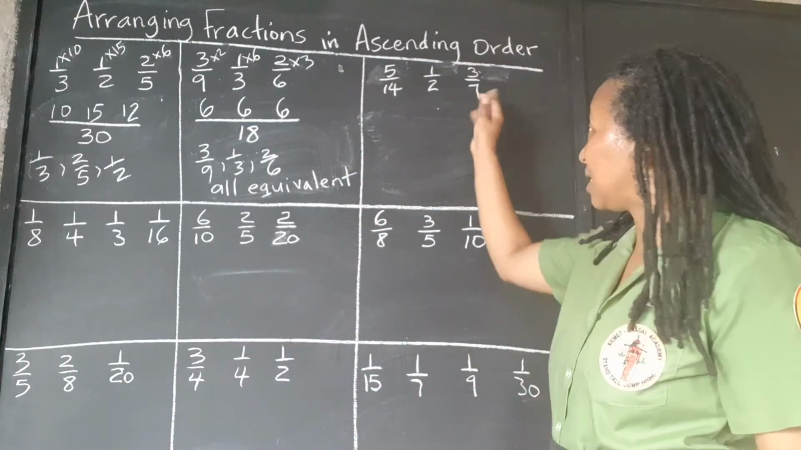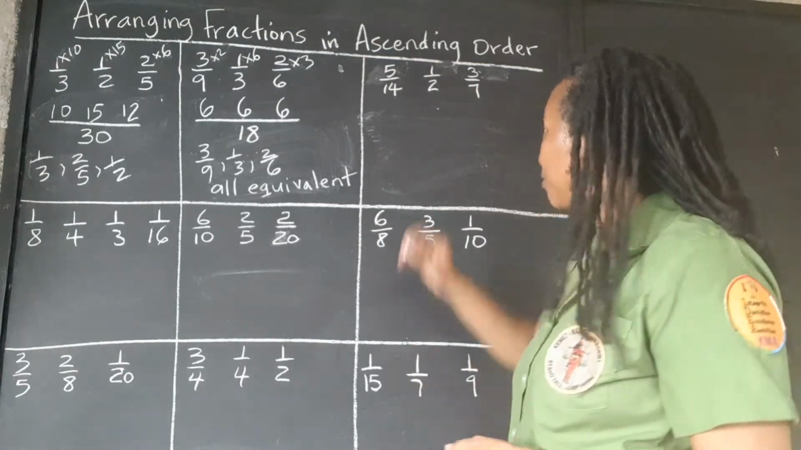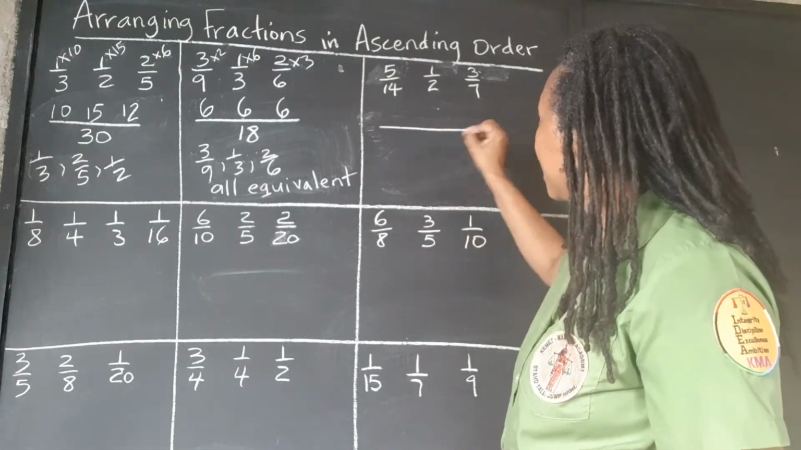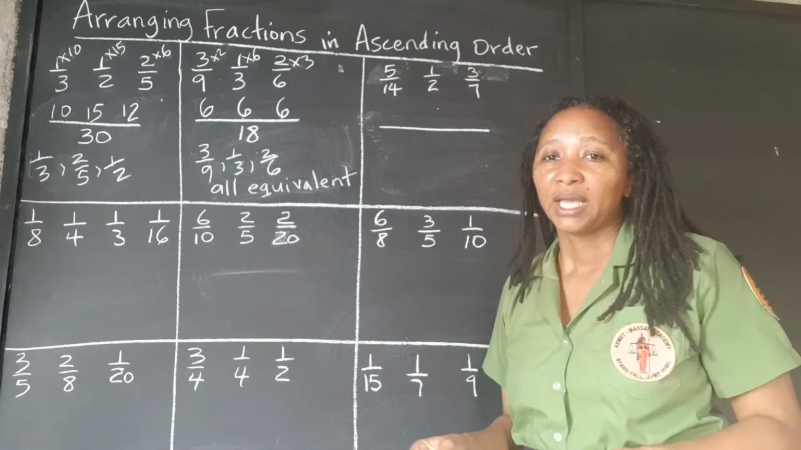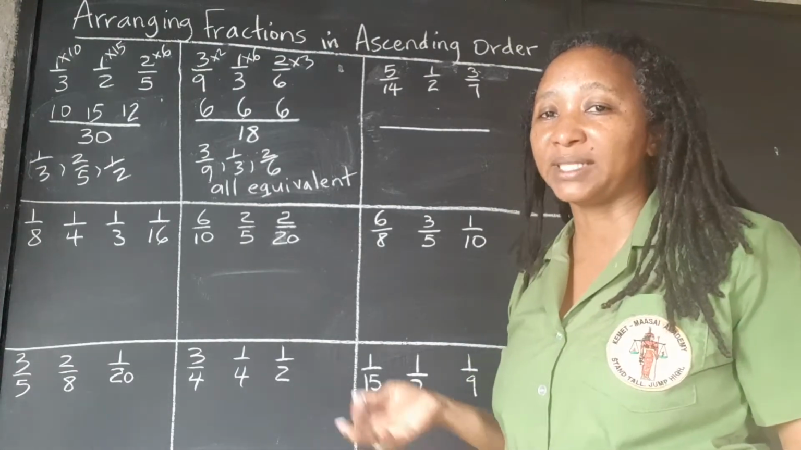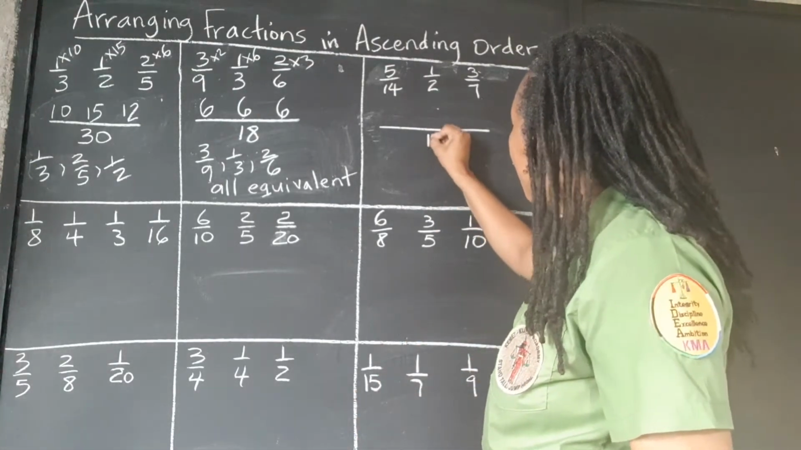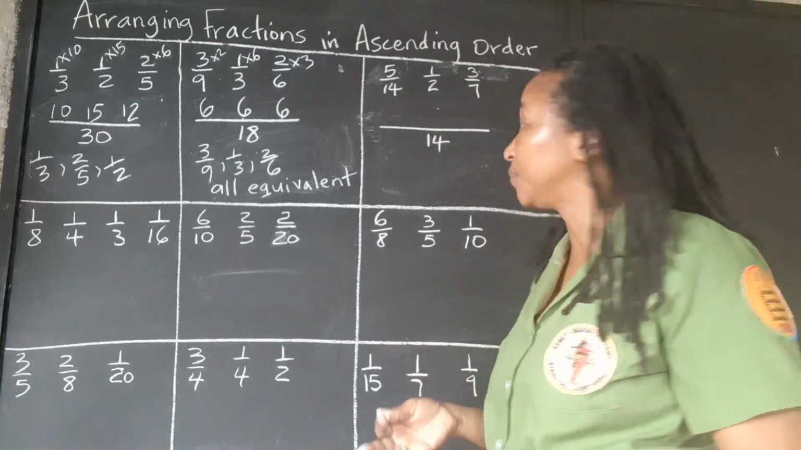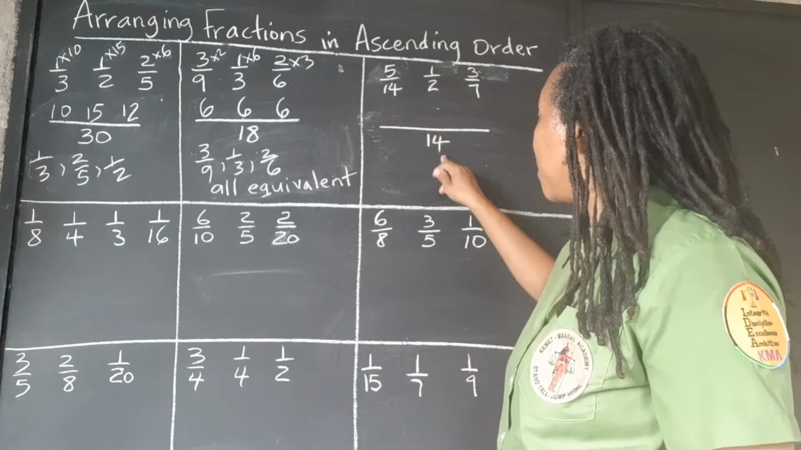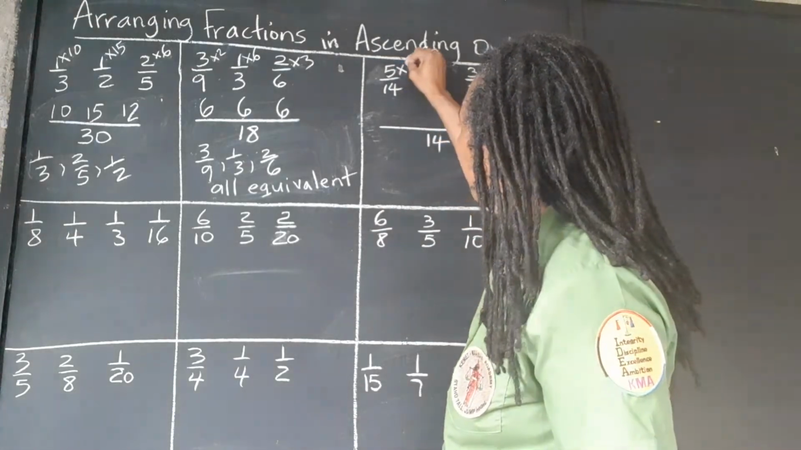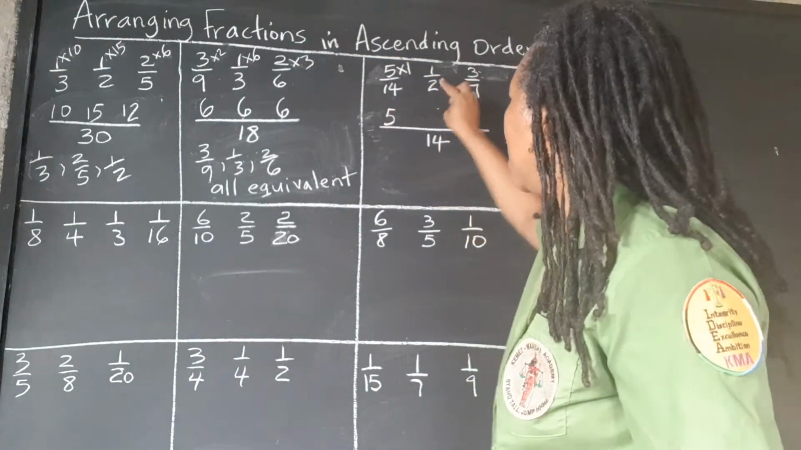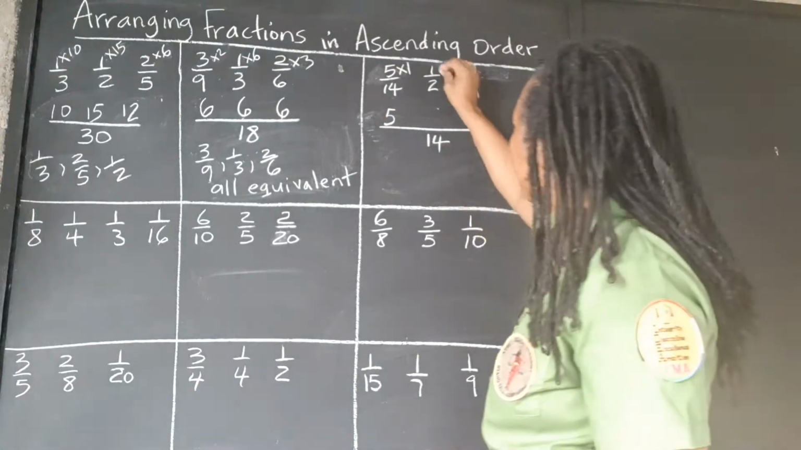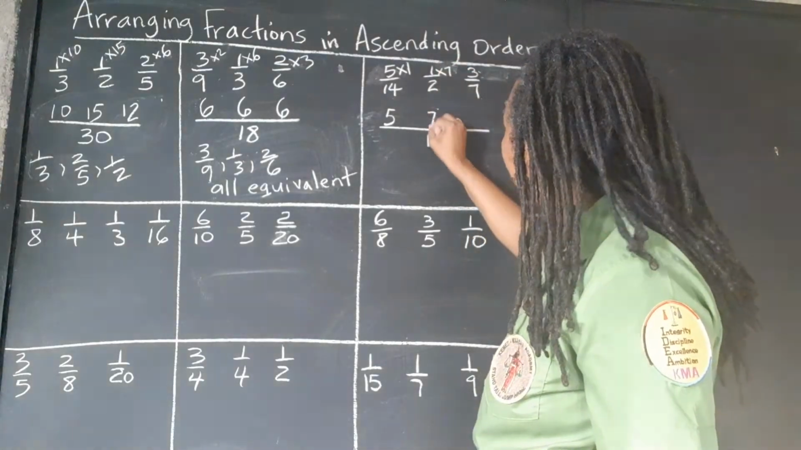So let's go to these 3. Let's see what these 3 have to say. Now we have 14, 2, and 7. The LCM of 14, 2, and 7 is 14. That's the smallest number that all 3 of them can go into equally. 14 goes into 14 once. 5 times 1, 5. 2 goes into 14 7 times. 1 times 7 is 7.